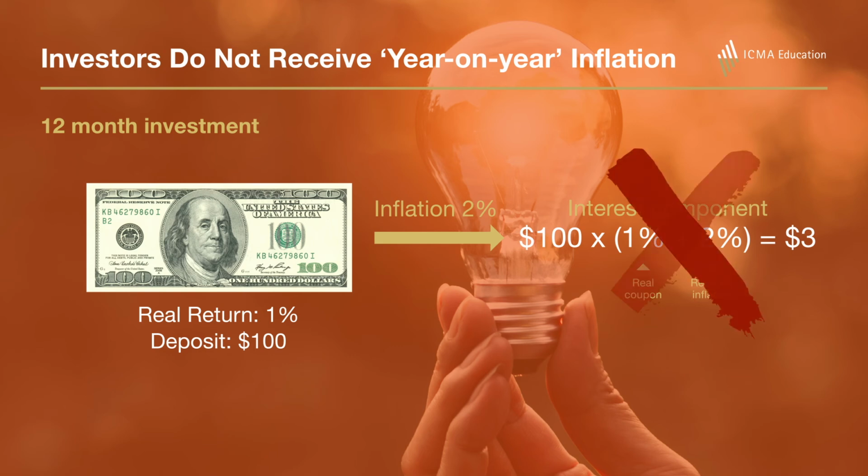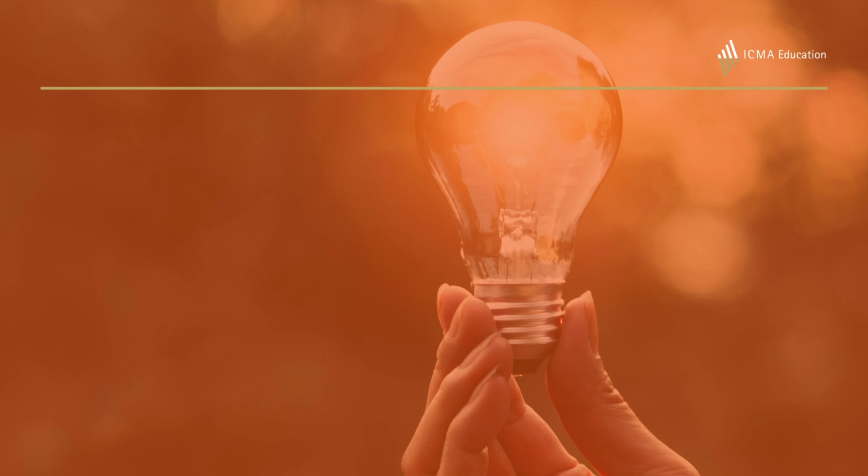This is wrong. If you think about it, an item that costs $1 today, but $3 in 12 months' time, means that prices have increased by 200%. However, this is not correct, as they've only increased by 2%. What cost you $1 today will cost you $1.02 in 12 months' time.